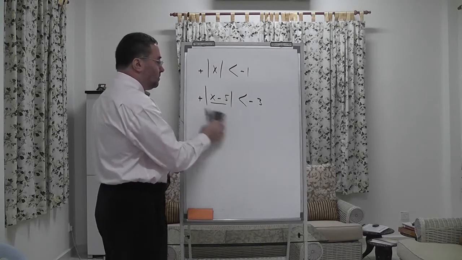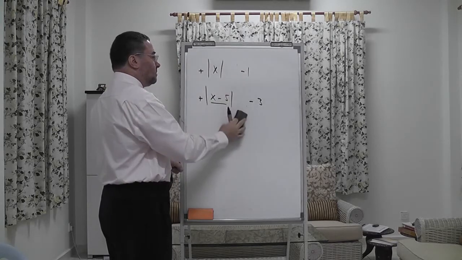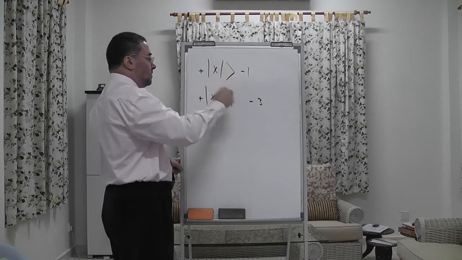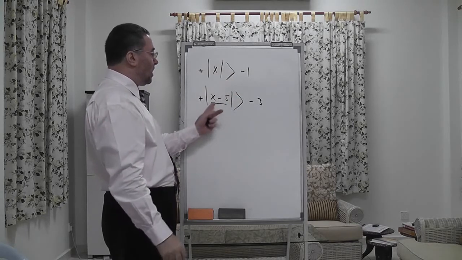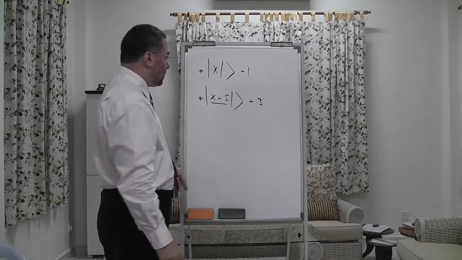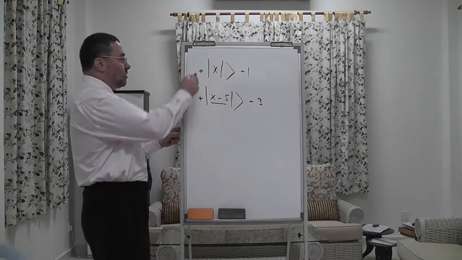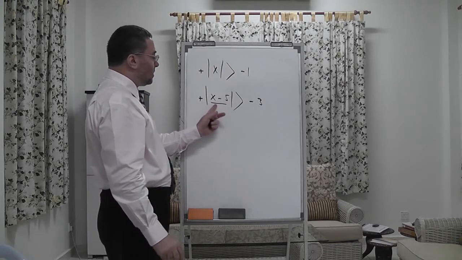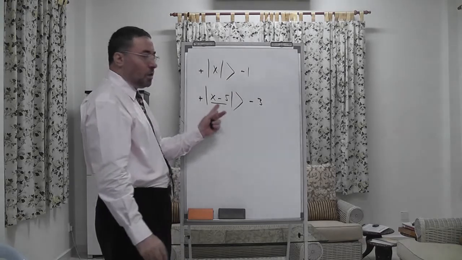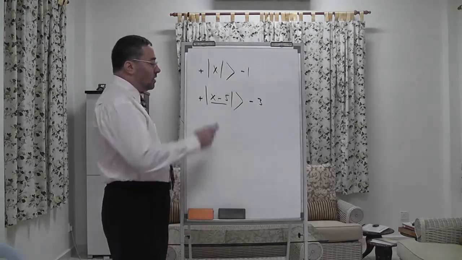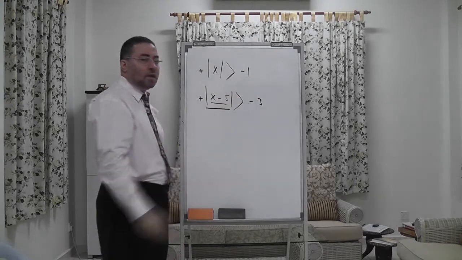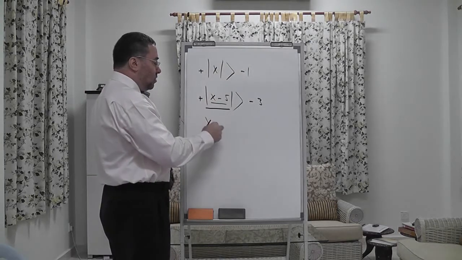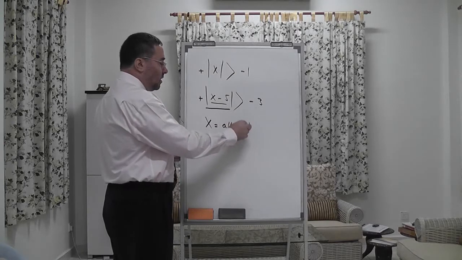Now the other situation is something like this. Absolute x more than minus 1, or any other absolute more than a negative number. And again, we have to pay attention here that we have a positive absolute more than the negative number. In this situation, this is a positive number on this side of the inequality, and this is a negative number. So this number is always going to be more than that amount. And so the answer for these situations is x equals all real numbers.